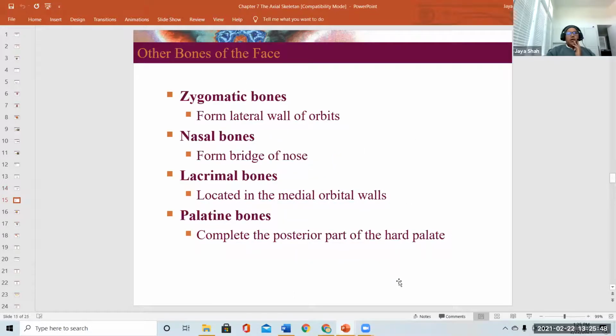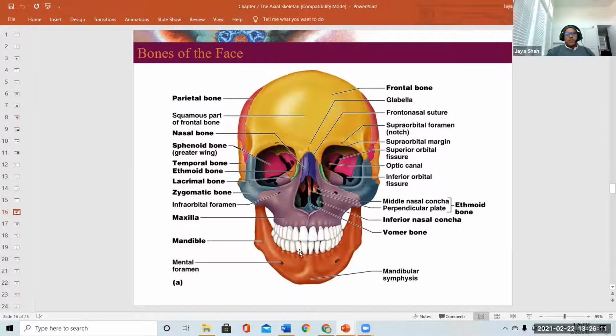Okay. Other bones of the face are the zygomatic bones, which form the lateral wall of the orbits, and the nasal bones, which form the bridge of the nose. You don't have to know the function. You just recognize these bones, where they are, and know how to spell them. Okay. Located in the medial orbit are the lacrimal bones, and the palatine bones. Okay. So these are the bones we talked about earlier.